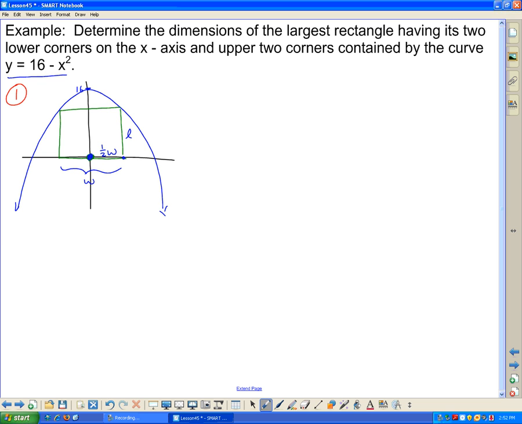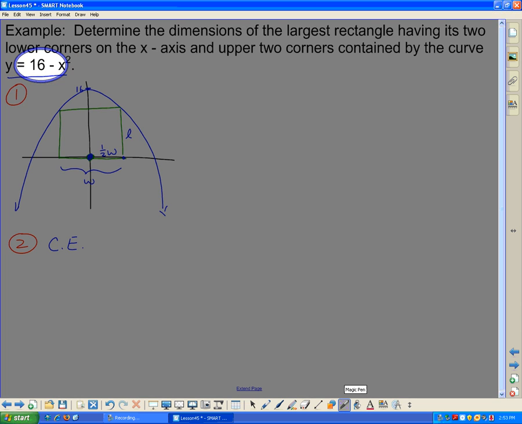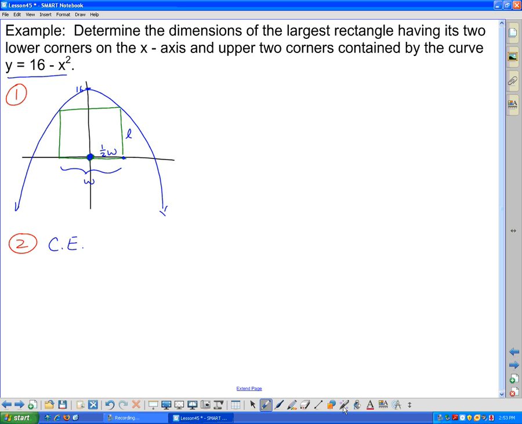So we're on to our second stage, which is the constraint equation. So our constraint equation for this particular scenario, well, it was needed to draw the diagram originally, and it is that parabola that is acting as the constraint equation. So y equals 16 minus x squared.